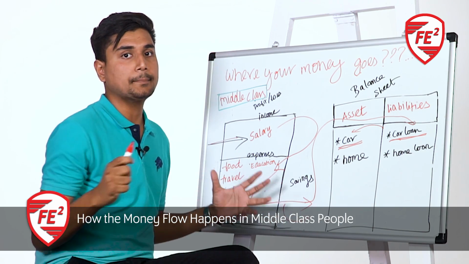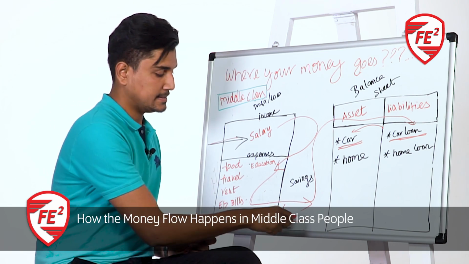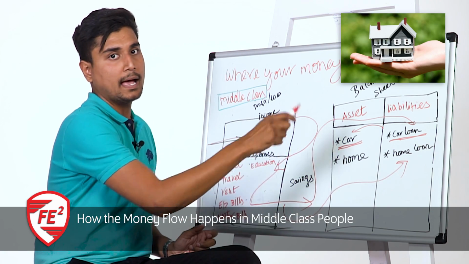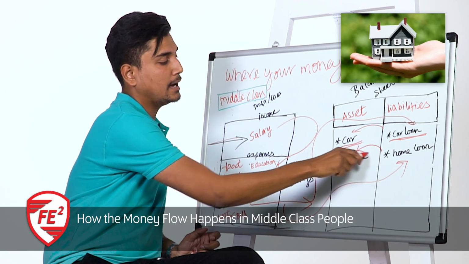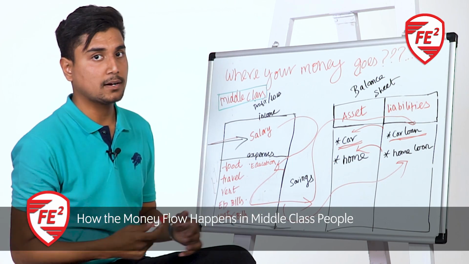Again, the middle class think of buying a home, their dream home. They put some down payment and go to the bank to get a home loan, and put the home in their asset column and the home loan in their liability column.